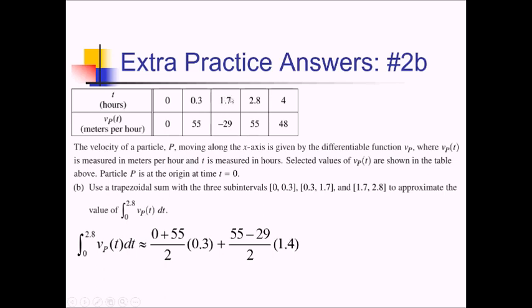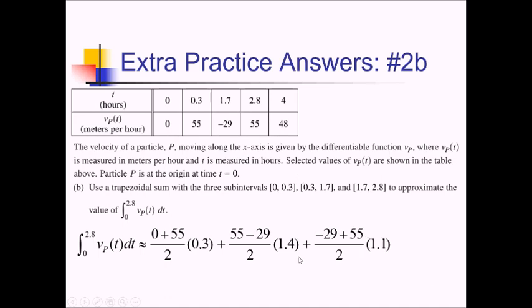And then finally, this third trapezoid here, because they only wanted 3. You got to be careful and make sure you don't accidentally give them more than they asked for. We have a negative 29 plus 55 over 2 times a height of, let's see, 1.7 to 2.8. That's going to be a difference of 1.1.